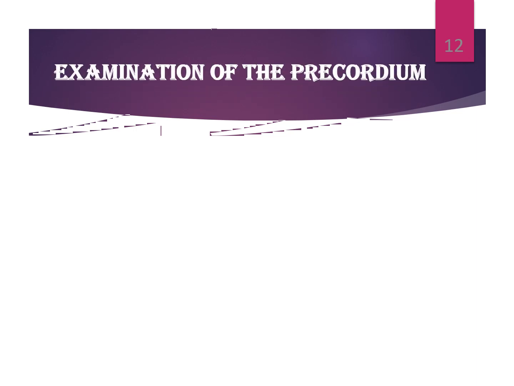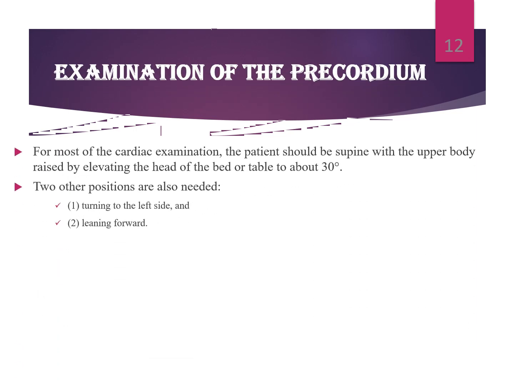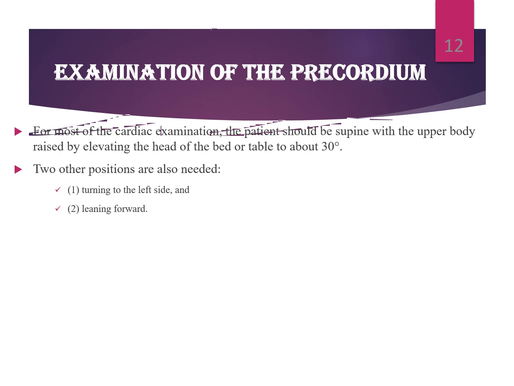The other is examination of the precordium. For most of the cardiac examination, the patient should be in the supine position with the upper body raised by elevating the head of the bed or table about 30 degrees. Two other positions are also needed sometimes: turning the patient to the left side and leaning forward.